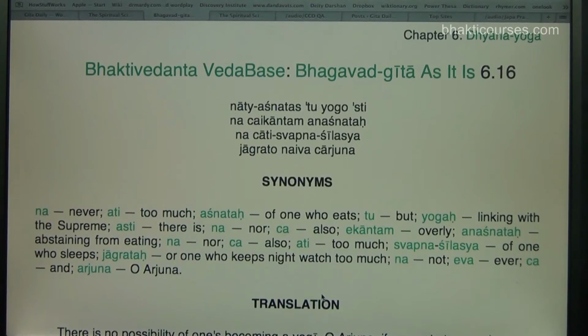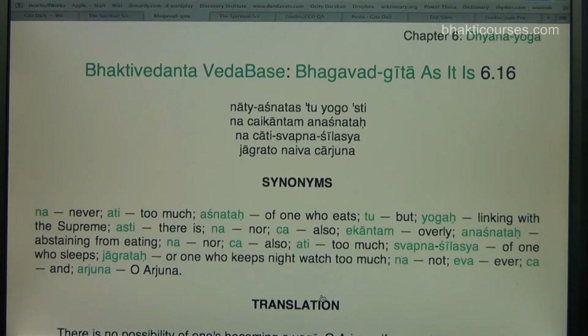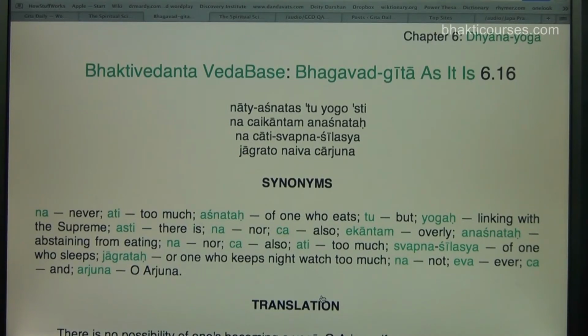It should not eat too much. Nor should one fast too much. One should not go without food too much. And one should not sleep too much. Nor should one stay awake for too long. So, here Krishna is recommending balance.